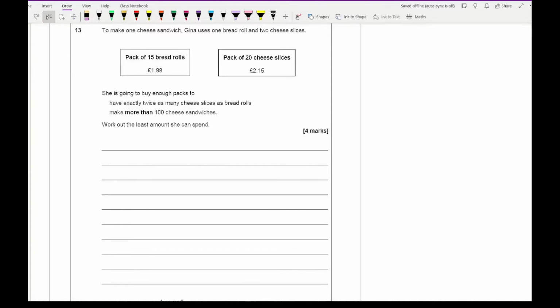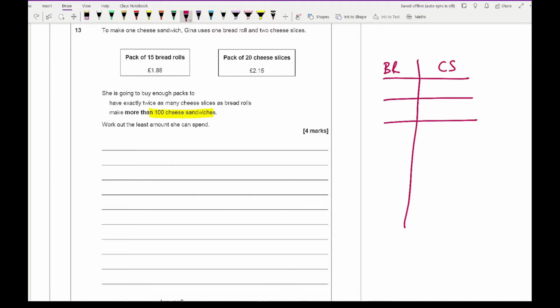So for this question, what we need to do is, now we can't split packs, and what we want to try and do is make sure we're making just over 100 cheese sandwiches. So if I just write bread rolls and cheese slices, we want the numbers of these to be more than 100. These have got to be in multiples of 15, and that's got to be multiples of 20. And we need to have twice as many cheese slices as bread rolls, so this needs to be double of this.